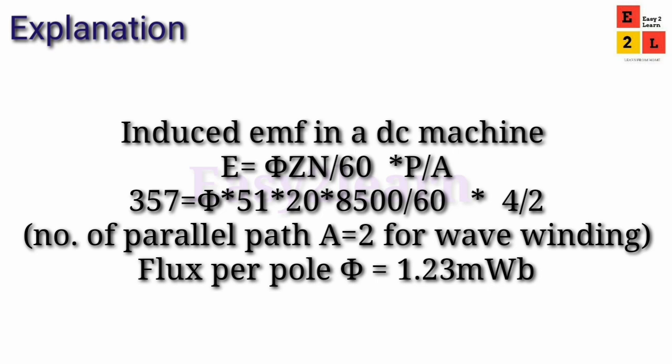Explanation: induced EMF in a DC machine E equals phi Z N divided by 60 multiplied by P divided by A. 357 equals phi multiplied by 51 multiplied by 20 multiplied by 8500 divided by 60, multiplied by 4 divided by 2. Number of parallel paths A equals 2 for wave winding. Flux per pole phi equals 1.23 milliwebers.